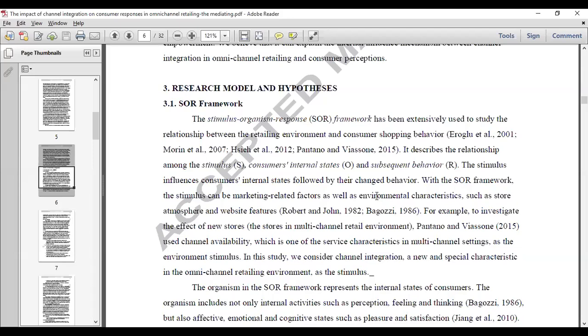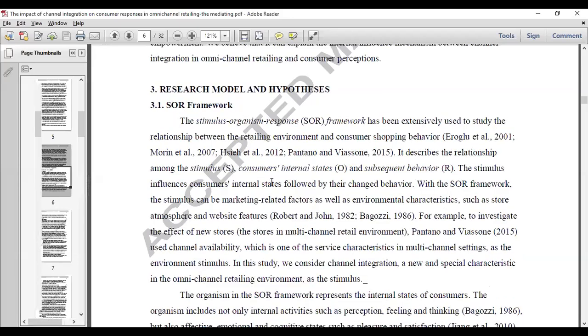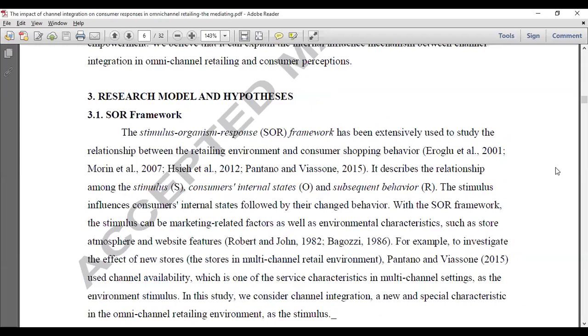I hope everybody has watched the video. Let me share a research paper which I would like to discuss with you. This is a SOR model which we just discussed. SOR is the stimulus-organism-response framework. The concept of stimulus is when we talk about the bell. We have trained the dog for the bell, and who was the organism? The organism was the dog, and the response was salivation.